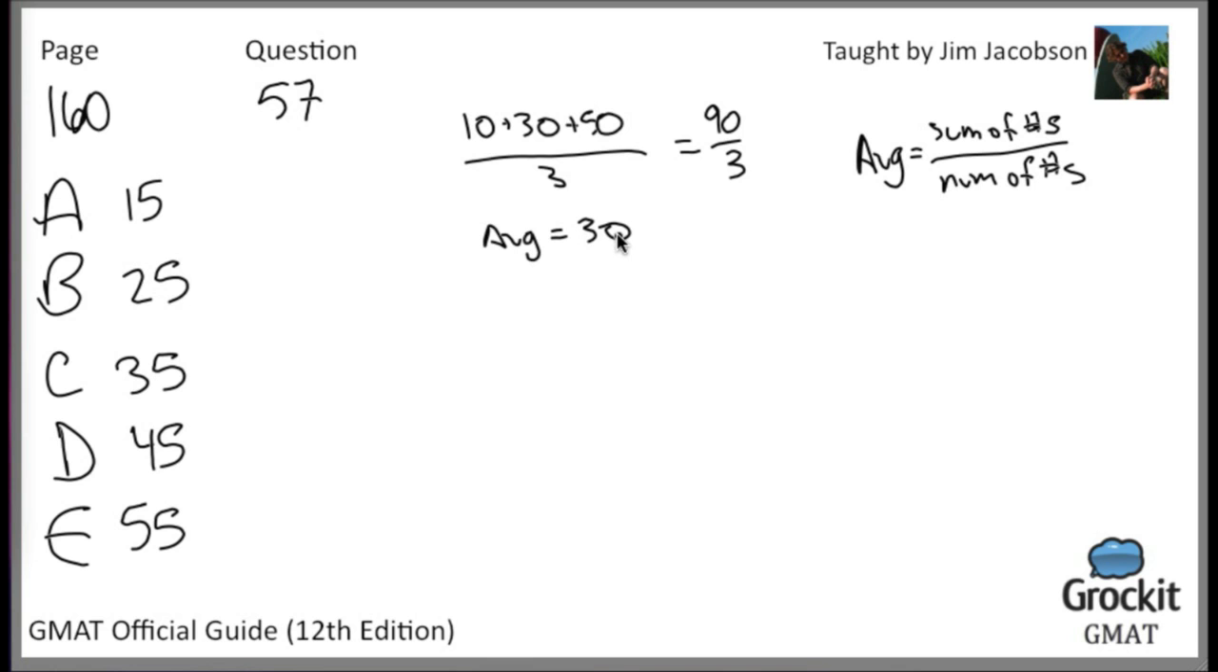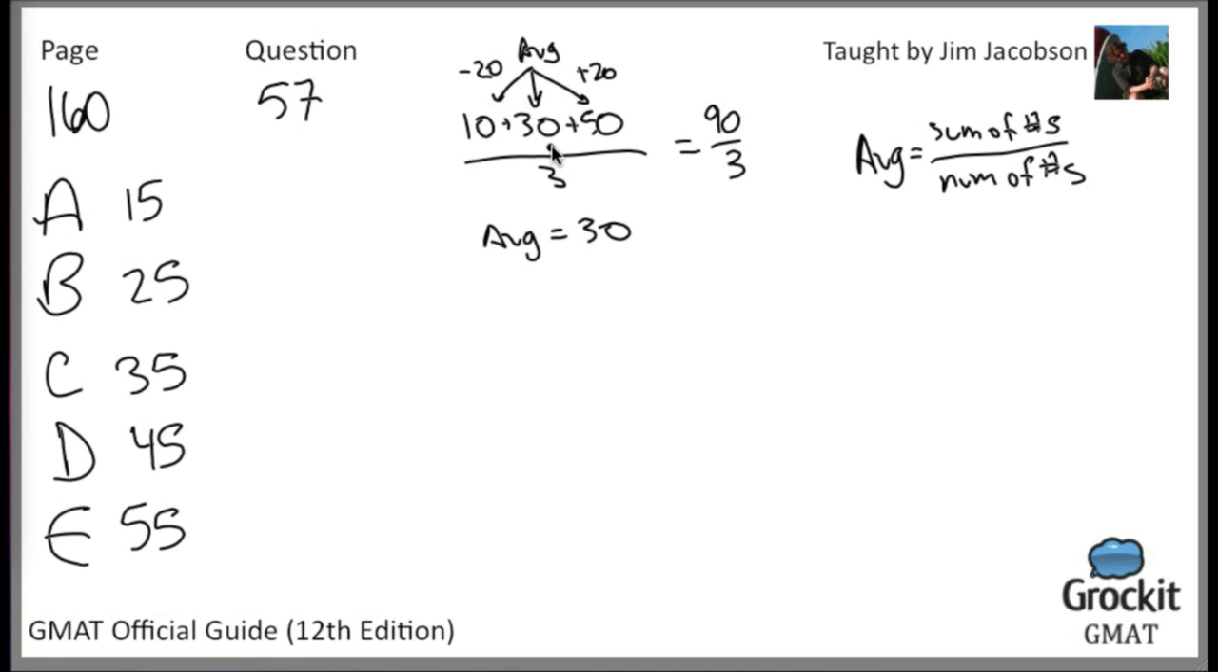Now, we could have saved ourselves a little bit of effort just by looking at how these numbers are distributed. This won't work every time, but whenever you can do this to save yourself a little bit of math, you save yourself a little bit of time. Note that we have this number here, which is 30, this number here, which is 50, which is 20 higher, and then this number here, which is 20 lower, which makes the middle number the average to begin with. We didn't even have to do the average formula to figure out that that was the average.